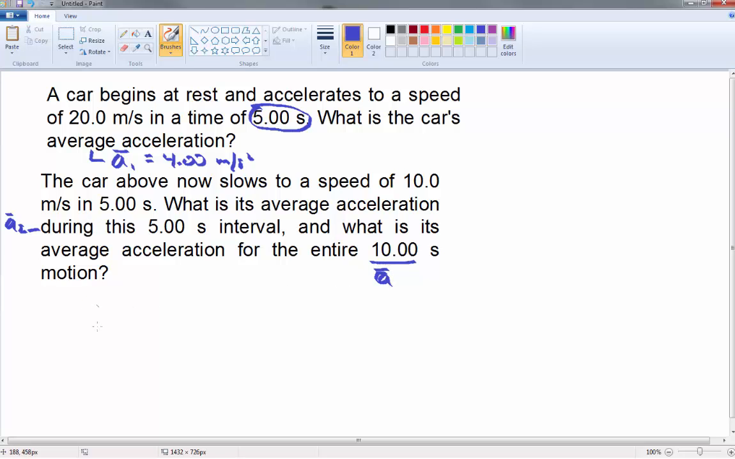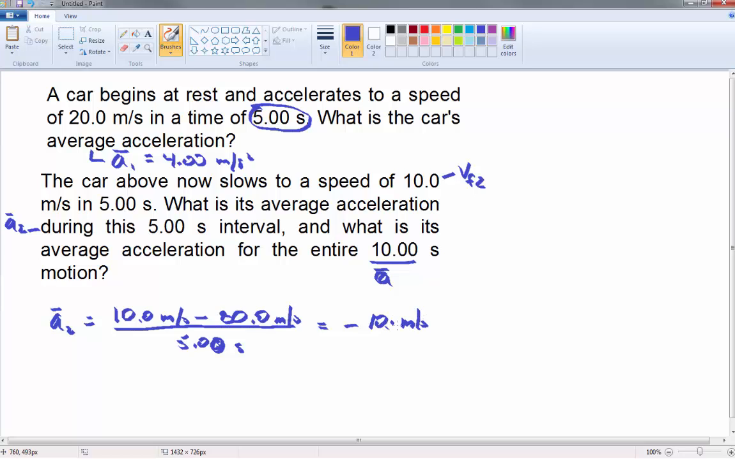So how are we going to find each of those? Well, A2 we can get by using the final speed, 10 meters per second. This is V final 2. It would be 10.0 meters per second, minus the initial speed in that interval, which is actually 20.0 meters per second, and then we divide the whole thing by 5 seconds. So what do we get for that? Well, we're going to end up with negative 10 meters per second divided by 5 seconds, and so that's negative 2.00 meters per second squared.